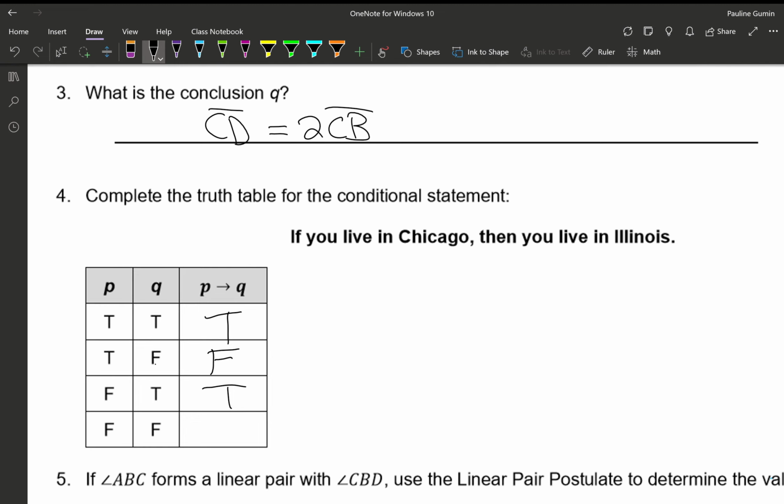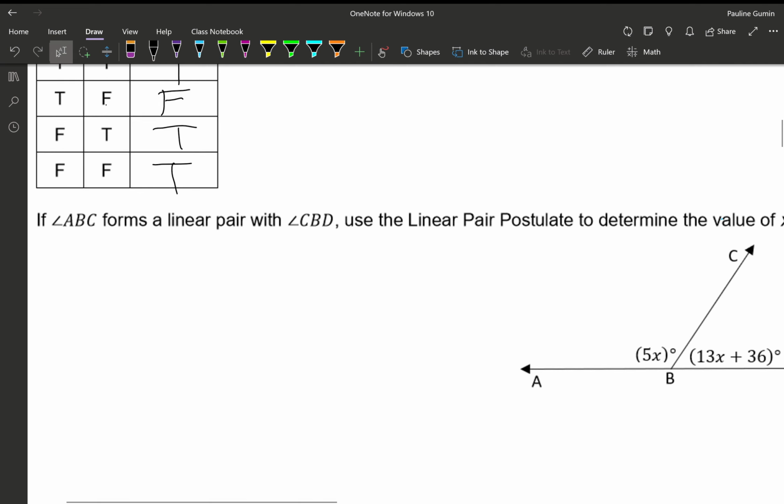All right, and how about the two falses? It would sound like this. If you don't live in Chicago, then you don't live in Illinois. I mean, yeah, sure. You could live in New York City, New York. So, true, true. All right, number 5.